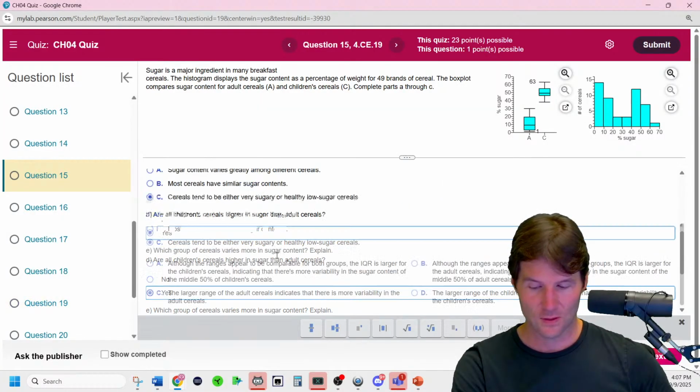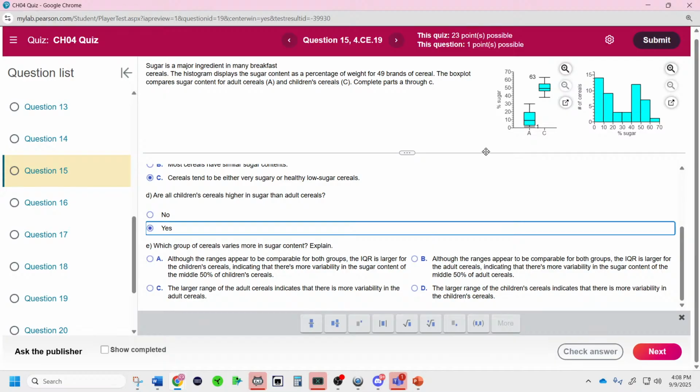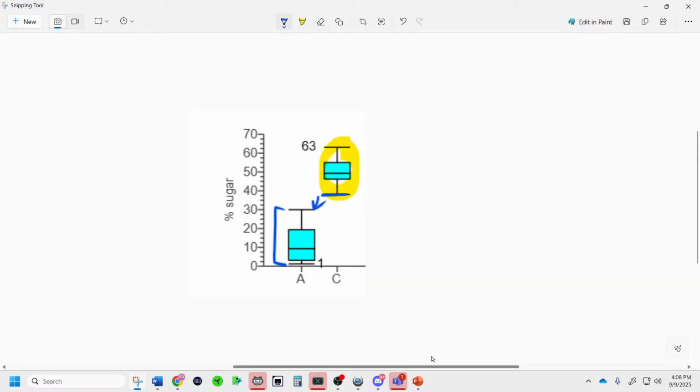That is a yes. And then right here, a little bit in depth, which of these has a bigger IQR? Children's or adults? Type C or A in the chat. There's an IQR. There's an IQR. Here's the ranges. There's the range. Yeah, definitely.